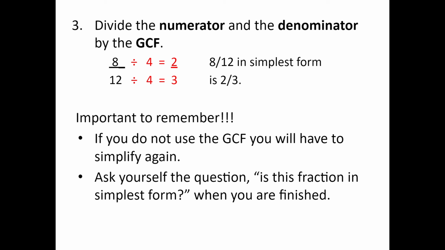Also, ask yourself the question, is this fraction in simplest form when you are finished? 8/12 in simplest form is 2/3. If you find the factors of 2 and 3, you will discover that the greatest common factor of 2 and 3 is 1. Whenever the greatest common factor is 1, you know, in fact, you have the simplest form.